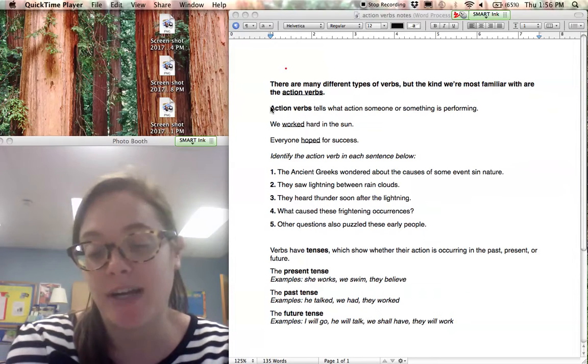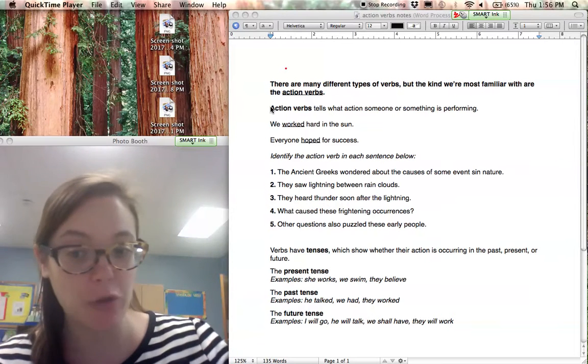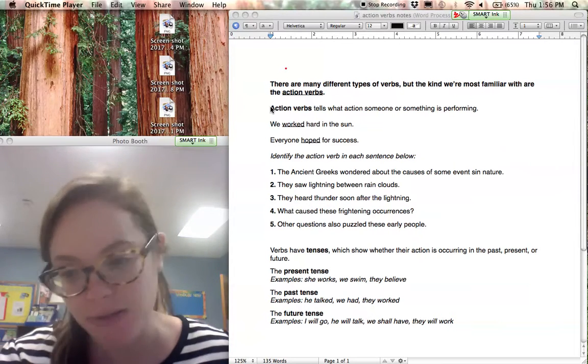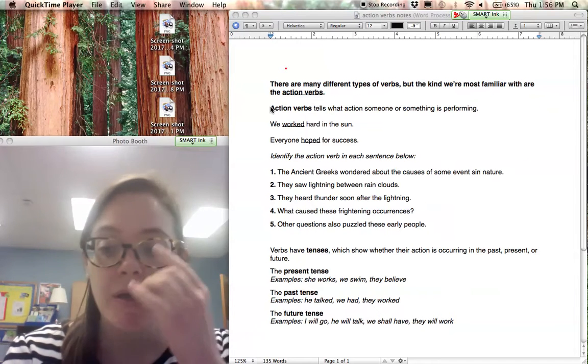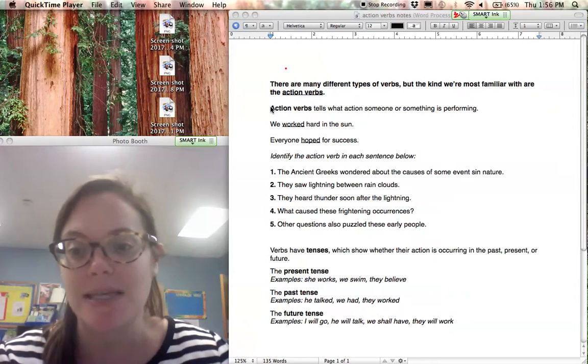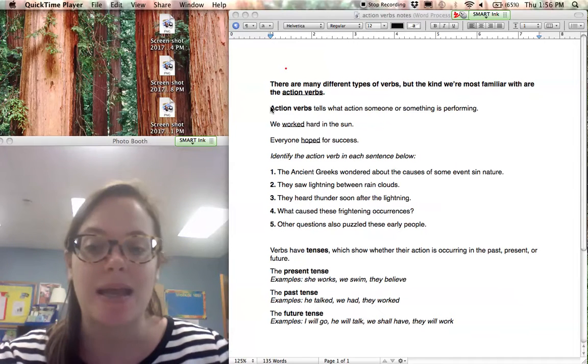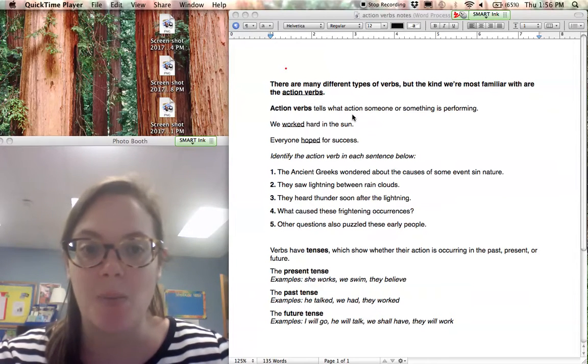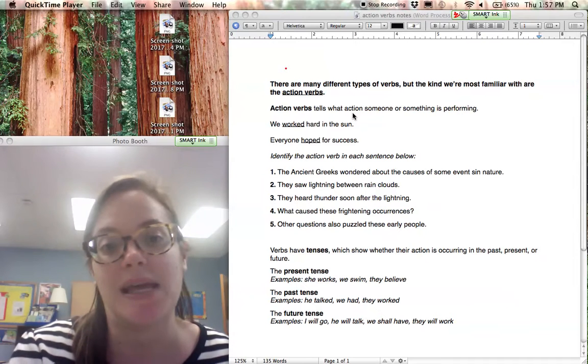About verbs, and we're actually going to talk about verbs for a few weeks because there's a lot of different types of verbs, different things you need to know about them. But today we're going to start with the kind that you're probably most familiar with, and that is the action verb. Okay. Now, action verbs tell us what action someone or something is performing.